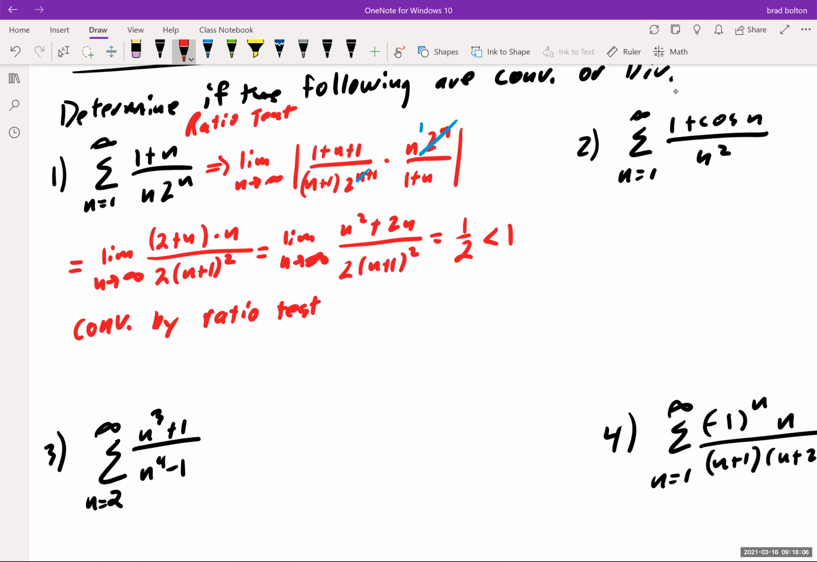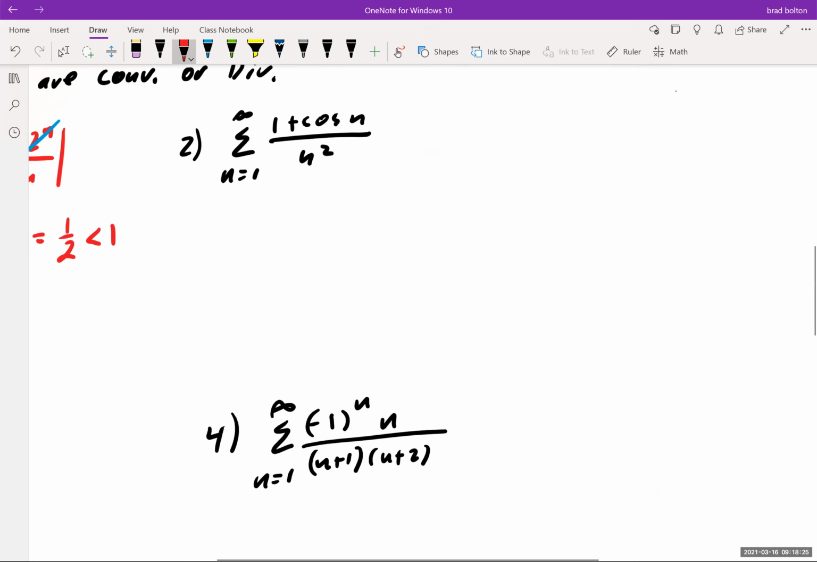Again, it's absolutely convergent, but in this case, it also implies convergence, okay? So be sure you write by ratio test, okay? Even if in the homework you're doing it or on the exam, it gives you a multiple choice for ratio test, you in your work still must write what test you're using, okay? So let's go over here to number 2, okay?